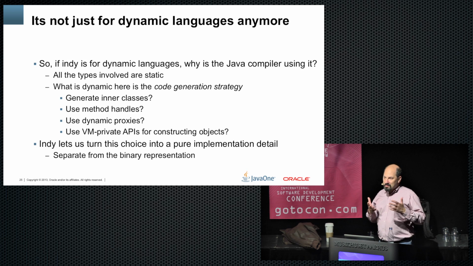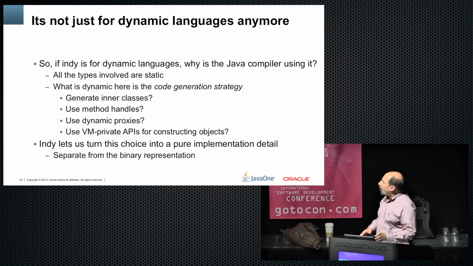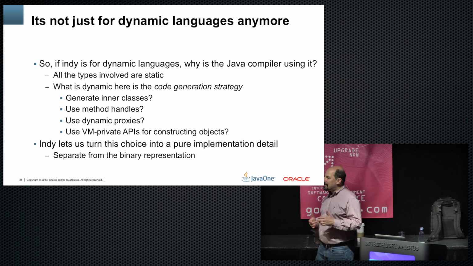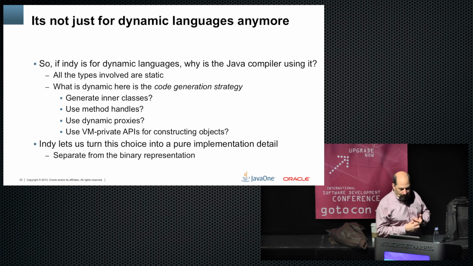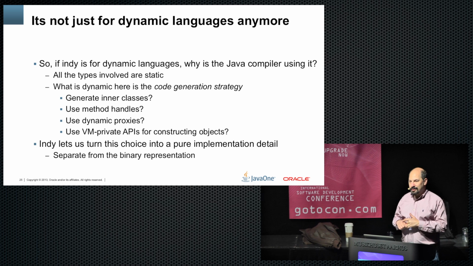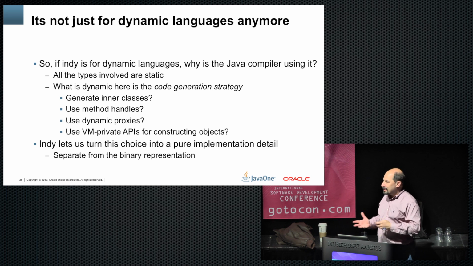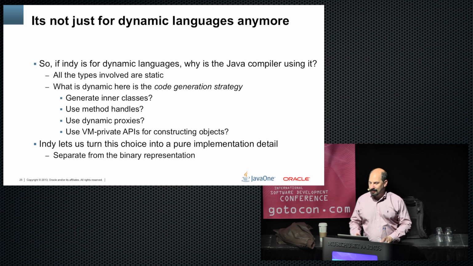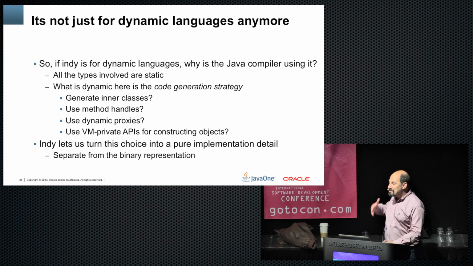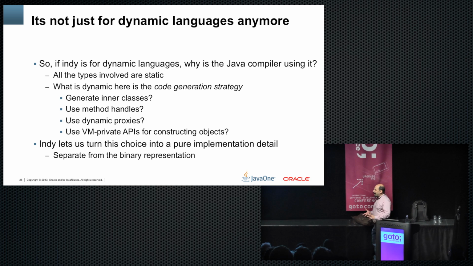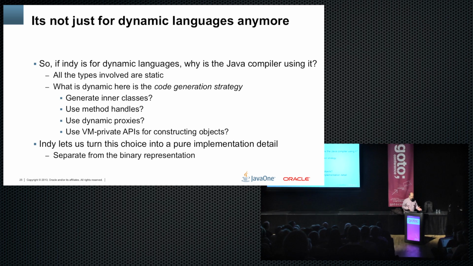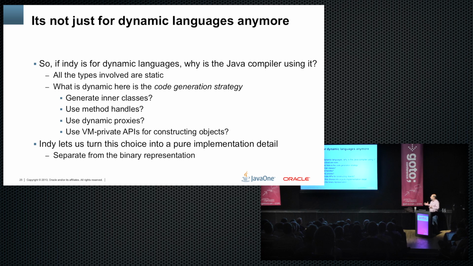So, like I said, Java is a statically typed language. All the types involved are static, so we're not using the dynamic relinkage feature of invoke dynamic. But what is dynamic here is our code generation strategy. We outlined two code generation strategies before: spin an inner class, or use a method handle. There are others too. We could use dynamic proxies if we wanted our code to be really slow. Or maybe we're running on some VM that has some really low-level method for building objects out of pure bits and alchemy and such, that we want to use for making our lambdas instead of the other mechanisms. So we have these various implementation strategies, and that's what's dynamic.